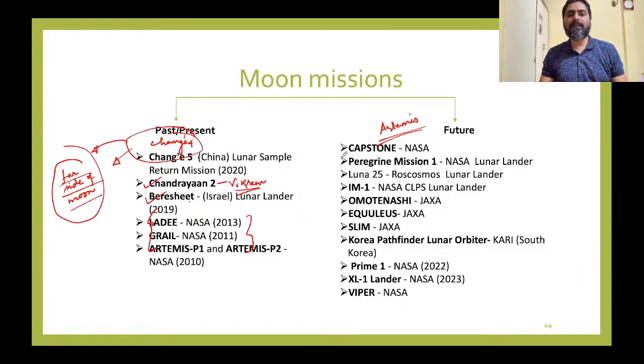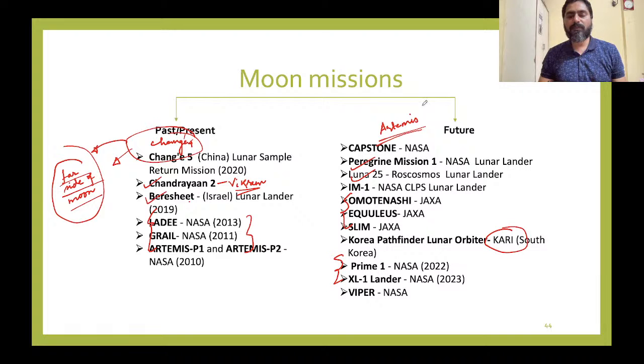Okay, so these are your future missions. The Peregrine mission, Luna is of Russia. Then Omotenashi and SLIM, these are of Japan, whose space agency is called JAXA, and Korea's KPLO and lander. So these will also be sent.